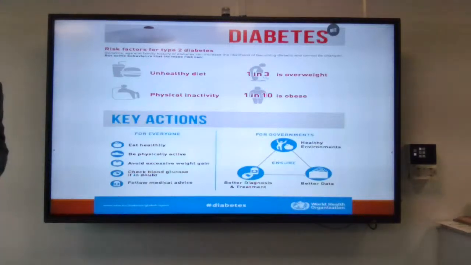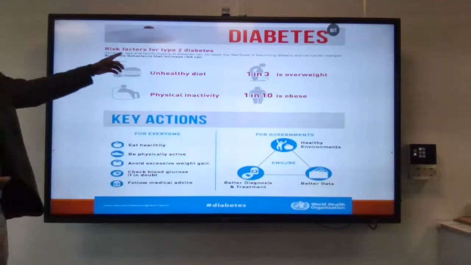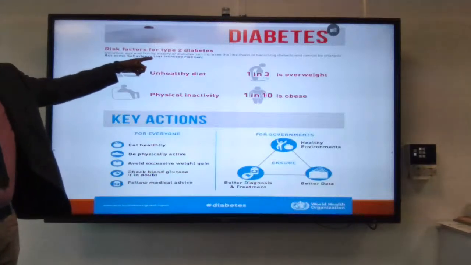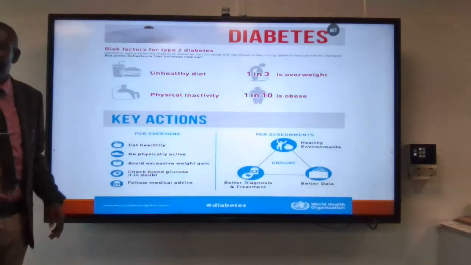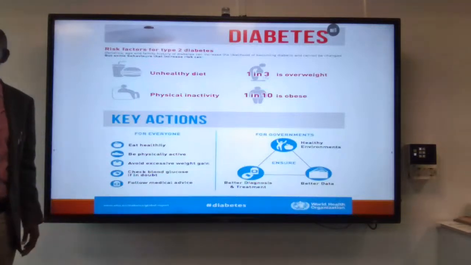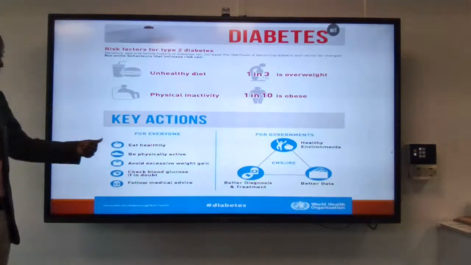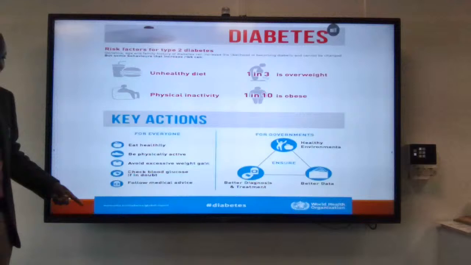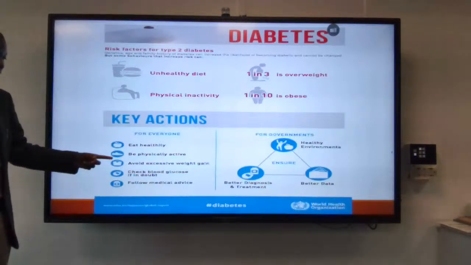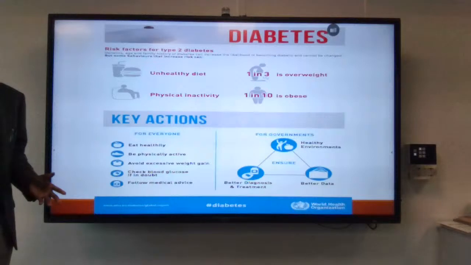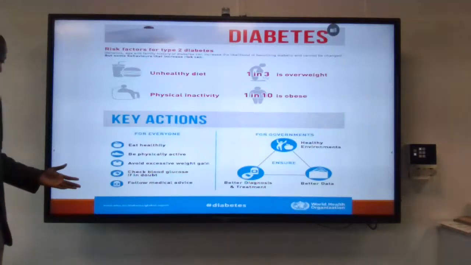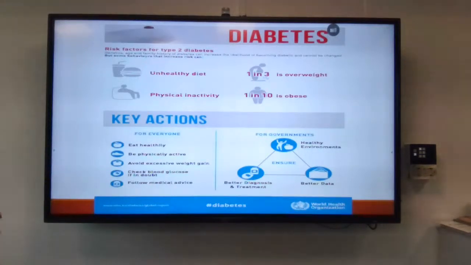Increasing age is a predisposing factor in type 2 diabetes. We can't do anything about all this. But we can do something about the modifiable factors, and that is what we will be emphasizing. So we need to eat healthily, exercise, avoid excessive weight gain, check blood glucose level if you think, okay, I feel funny, I'm a bit tired, all these kinds of things, and always follow medical advice.